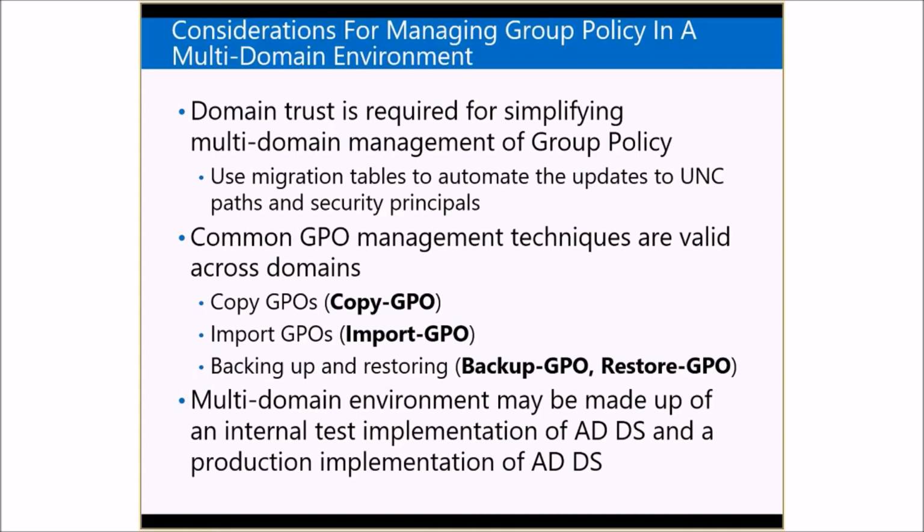Common group policy management techniques are valid across domains, including copying GPOs, importing GPOs, and backing up and restoring group policies. Multi-domain environments may be made up of an internal test implementation of Active Directory and a production environment. So when you have multiple domains, one situation could be you have a production network, which is what the regular users use. But you might have a test or development network, which is where you actually experiment. By having this experiment network, we don't want the experiments to affect the real network, do we? That's why we have a separate network.